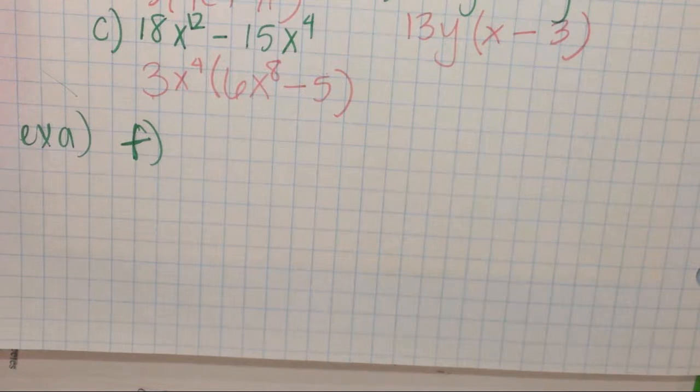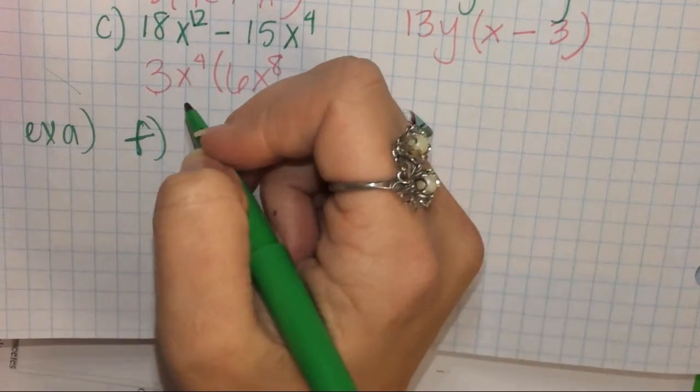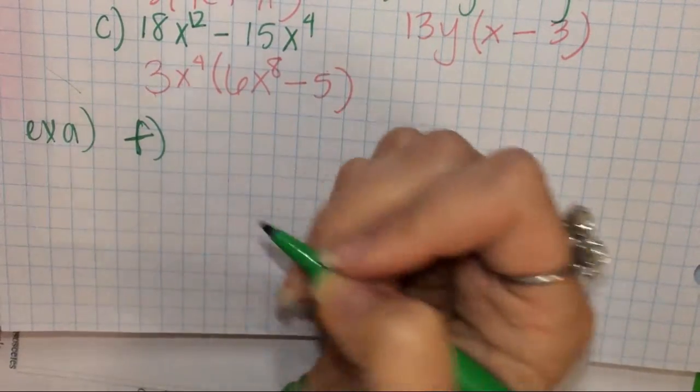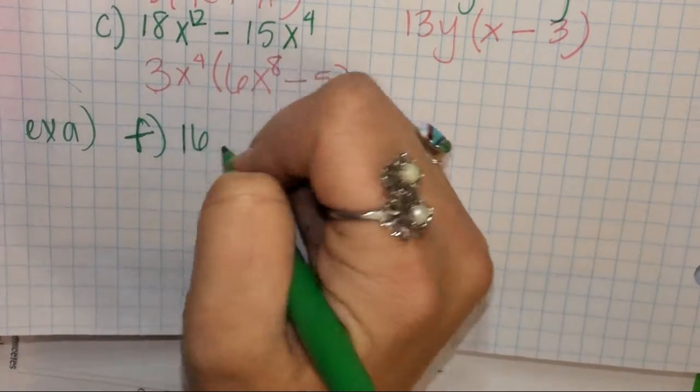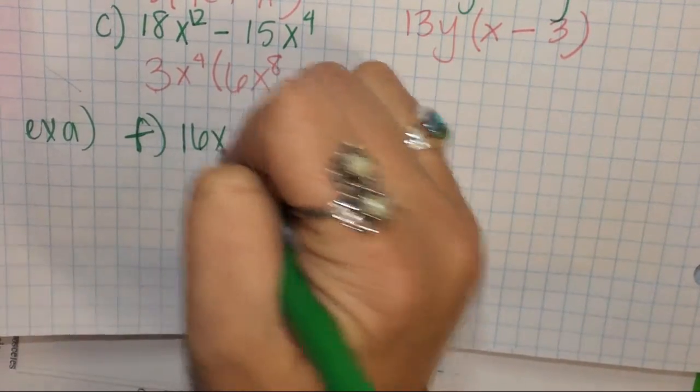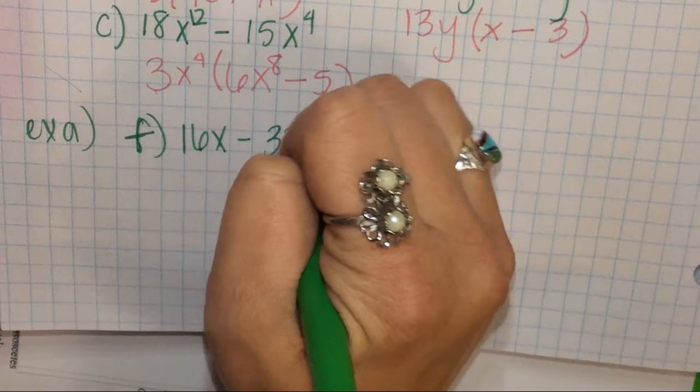Our goal on Friday was to factor out the greatest common factor of a polynomial, which means the biggest number that goes into two or more terms. So the first problem that we're going to do is 16x minus 32y.